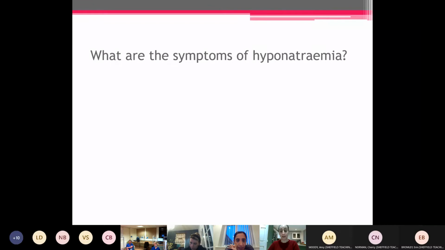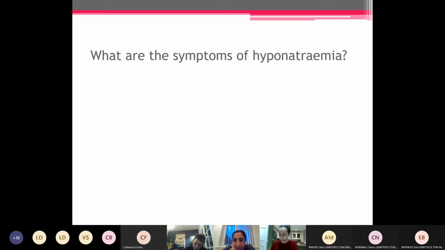So next, mild, moderate and severe. Can anyone tell me some of the symptoms of hyponatremia? And can you tell me whether they would classify as mild, moderate or severe symptoms? Confusion. Yep, confusion. And do you know whether that's... That'd be severe. Severe. Okay.